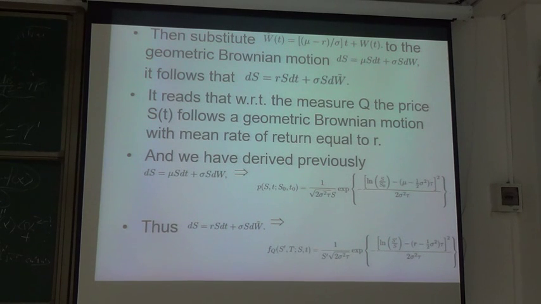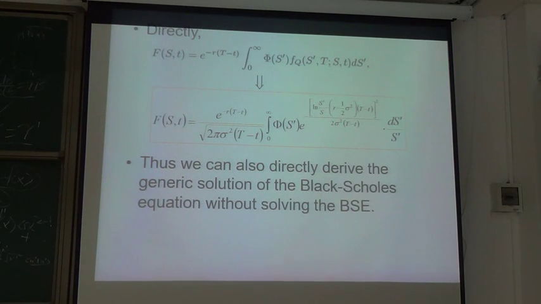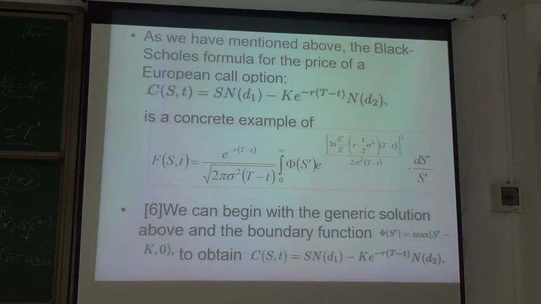And similarly, we will obtain the distribution functions like the P(S,T) under the original measure P, and just substitute into F(S,T). We can obtain the Black-Scholes equation without solving the PDE. And from this generalized form of F(S,T), we can obtain the Black-Scholes formula in a more direct way.